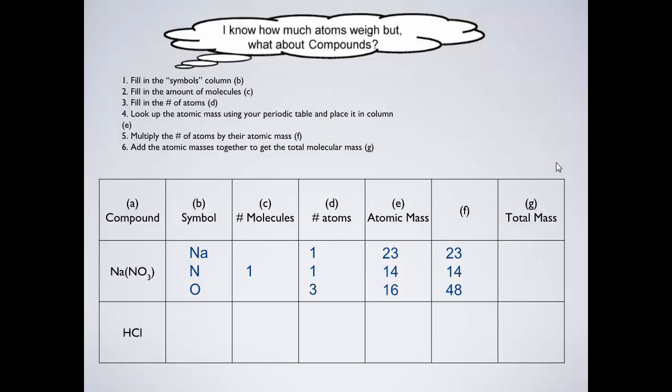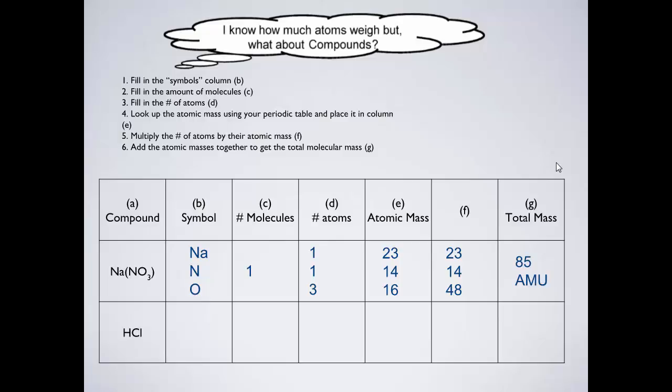Then finally, what is the total mass of all of this then? 85. I've heard 4 different numbers. 85 AMU. And that's how we figure out the total mass of these compounds.